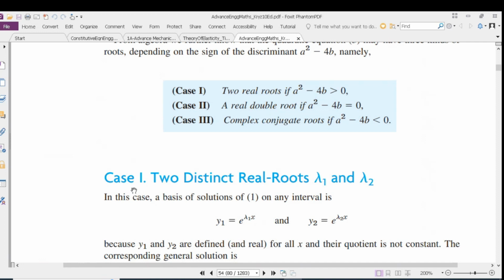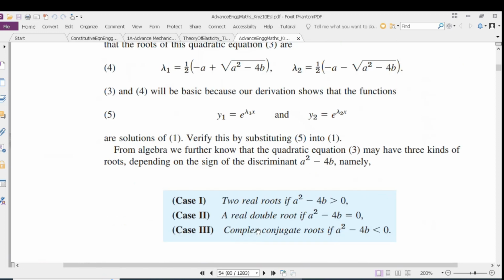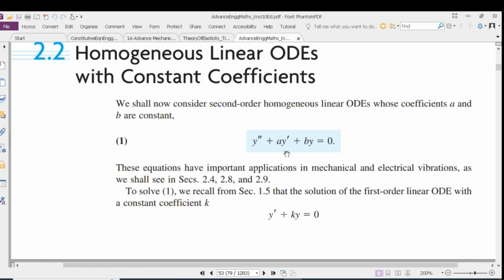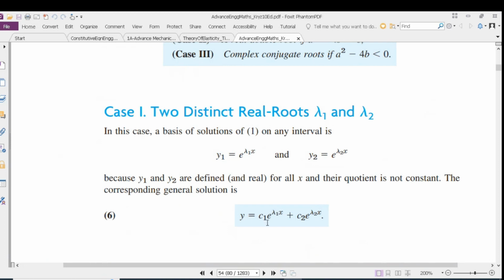So in the case of case 1, we can write y1 equal to e to the power lambda 1 x and y2 equal to e to the power lambda 2 x. The function satisfying the ordinary differential equation, which is this one, would be c1 e to the power lambda 1 x plus c2 e to the power lambda 2 x.